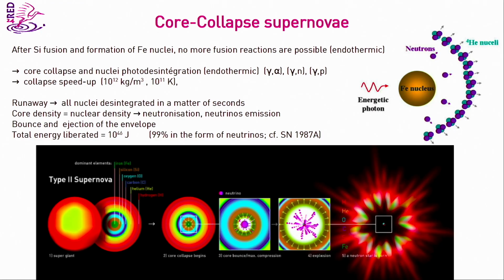And so you have several speeds, and the envelope goes down at a high speed onto the proto-neutron star in the center, and it bounces back. And it is this bounce back that yields the explosion of the star, which is the supernova. You have a runaway. All the matter becomes neutron matter. That's neutronization, with emission of lots of neutrinos, and the total energy is equivalent to the luminosity of a galaxy, an entire galaxy.